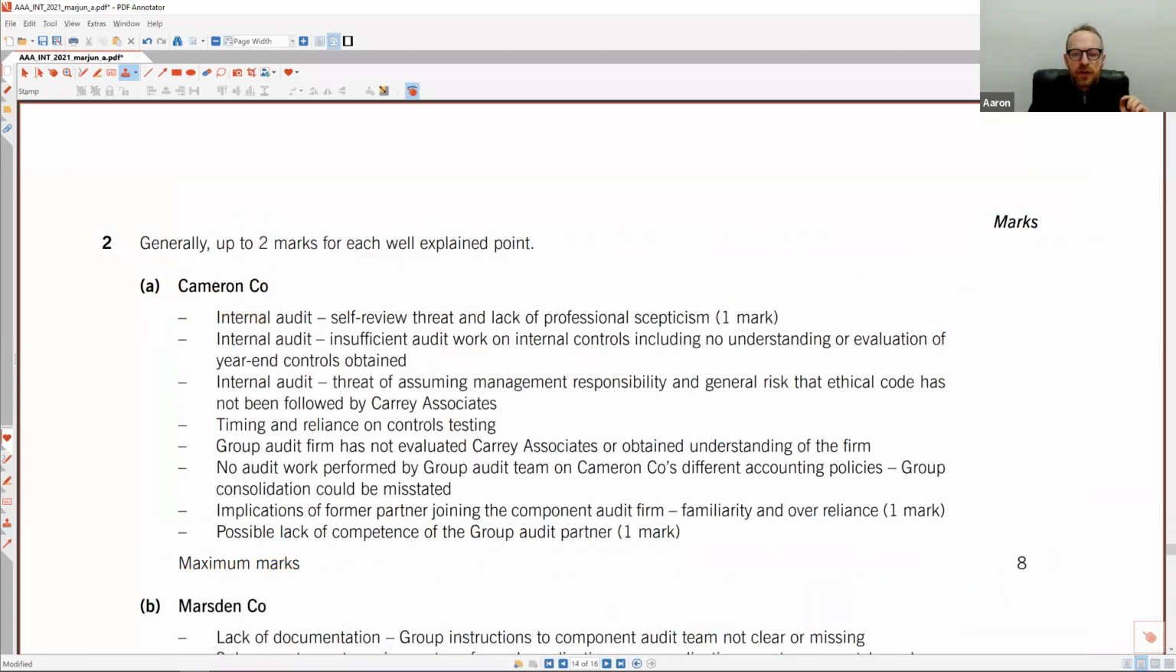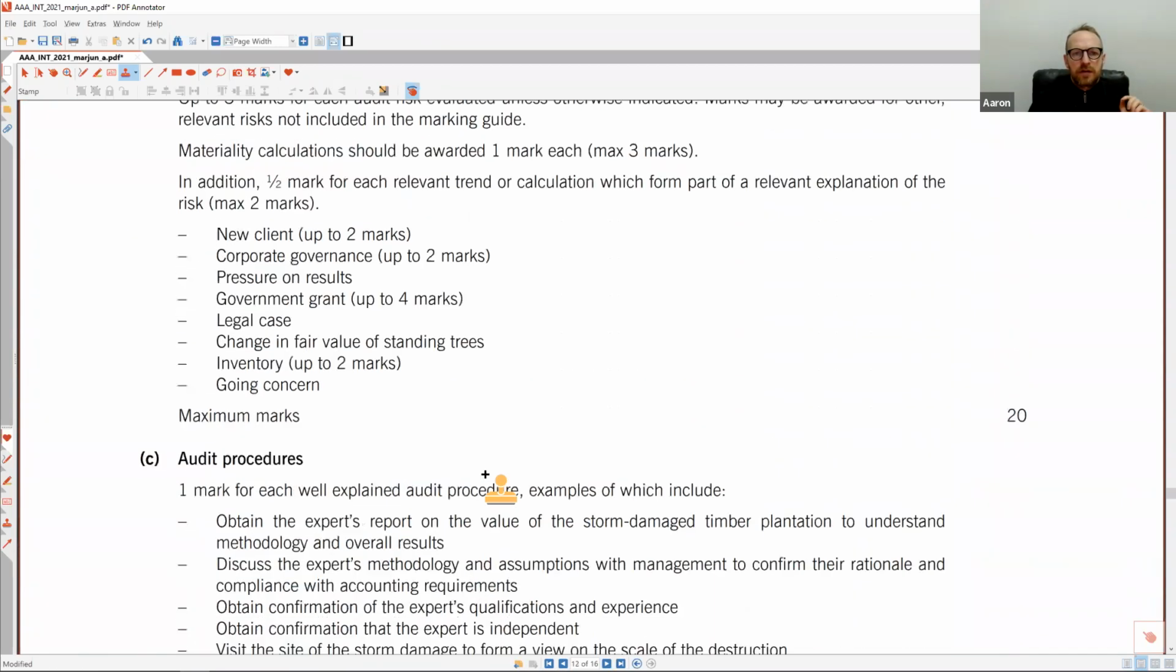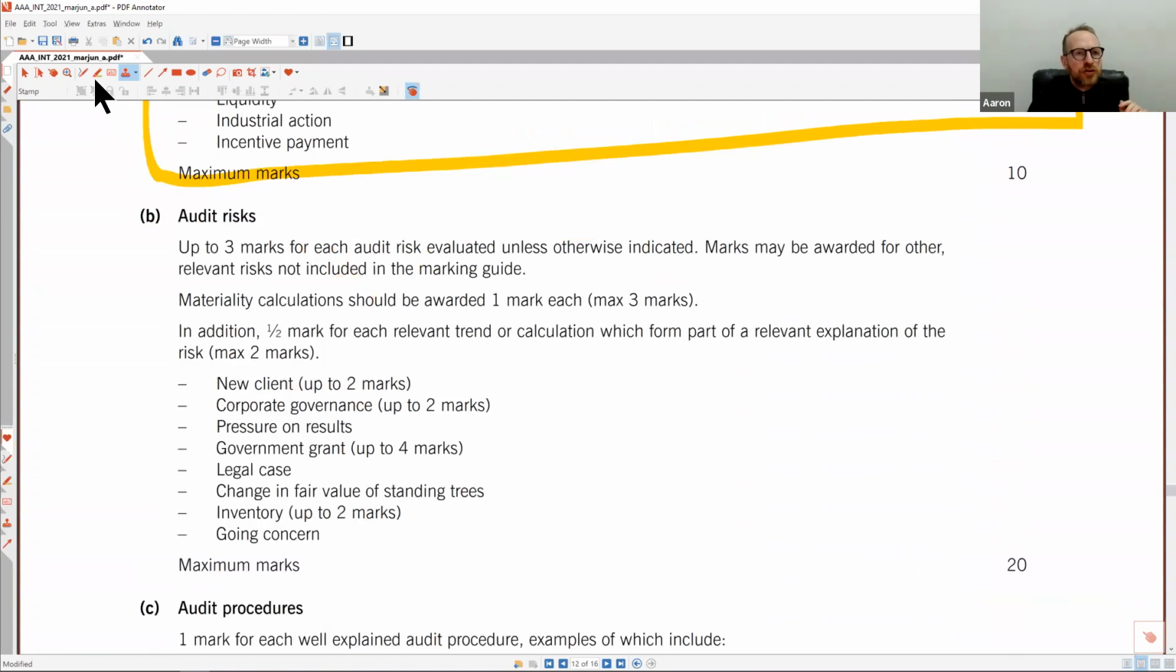So as I said, I'm going to budget 3 marks for that, but there's a bit more to it than that. So up to 3 marks for each audit risk evaluated. Other ones are relevant, so that's fine as well. Materiality calculations, 1 mark each. Okay, I said you might do 5. I might do 5 anyway, just in case I get 1 or 2 of them wrong. So if you can do materiality, do it. Because what does that mean?